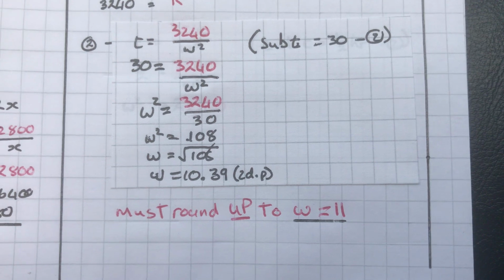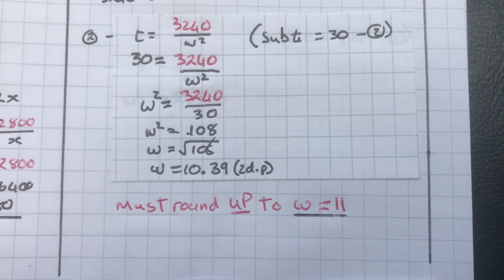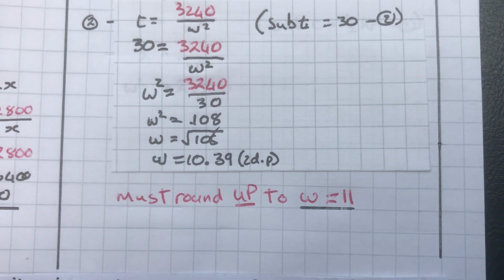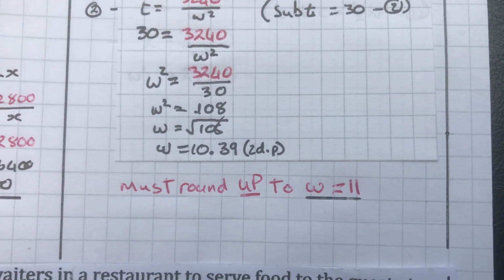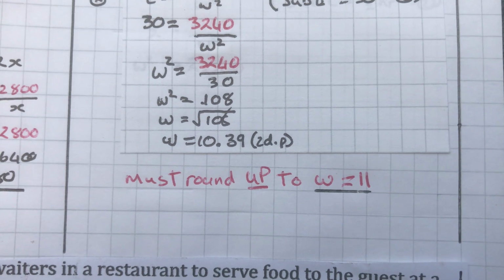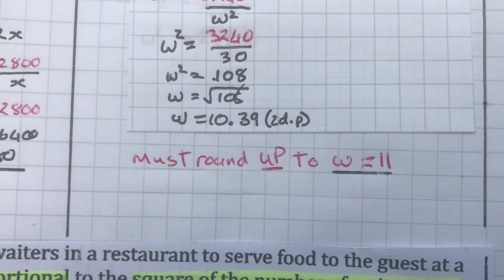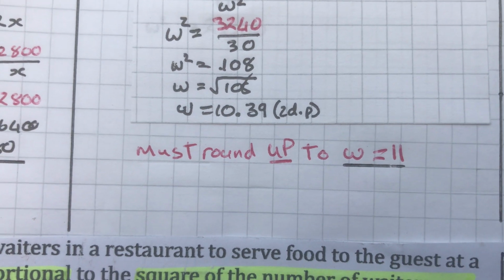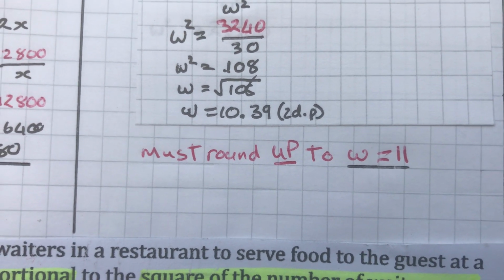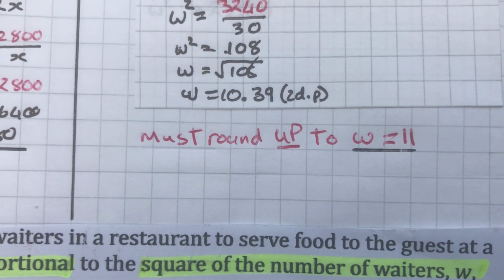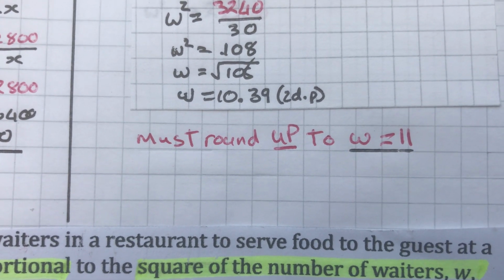Now I want to keep the time under 30 minutes. How many waiters do I need? If T is 30, I substitute that in. I need to multiply both sides by W squared and divide both sides by 30 to find that W squared will equal 108, and the square root of 108 is 10.39 to 2 decimal places. But I can't employ 10.39 waiters. I must round it up and have 11 waiters.